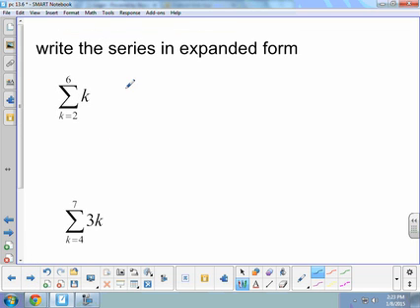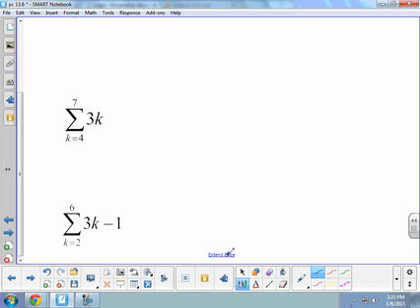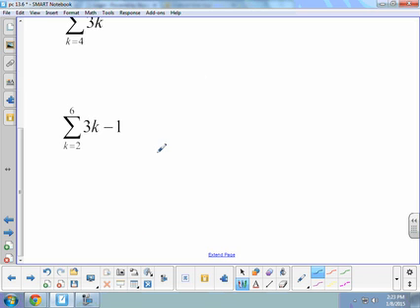So write the series in expanded form. That would just be 2 plus 3 plus 4 plus 5 plus 6, because I'm going from 2 to 6. I'm not sure why in the notes I put the same example down twice. I'm going to skip this one. And let's do this one. 3k minus 1 from 2 to 6.